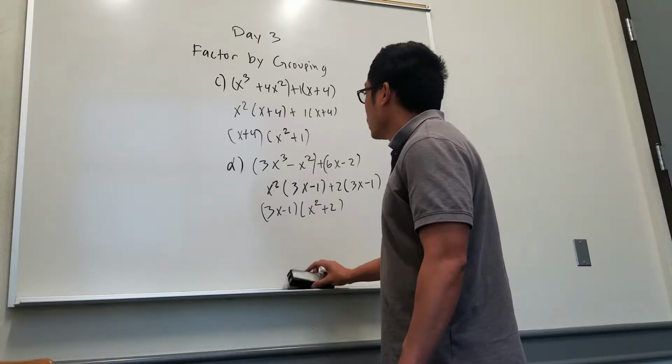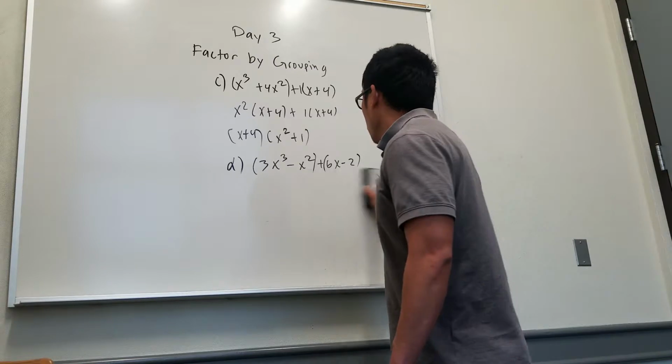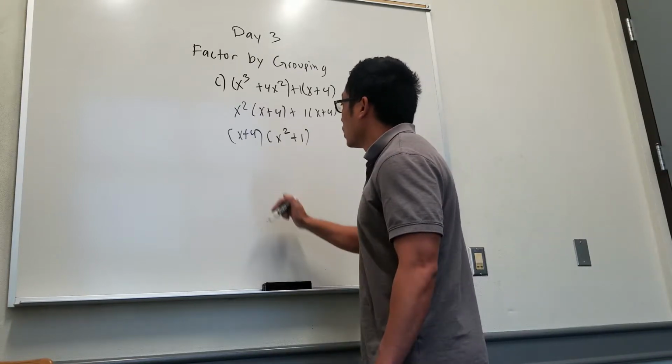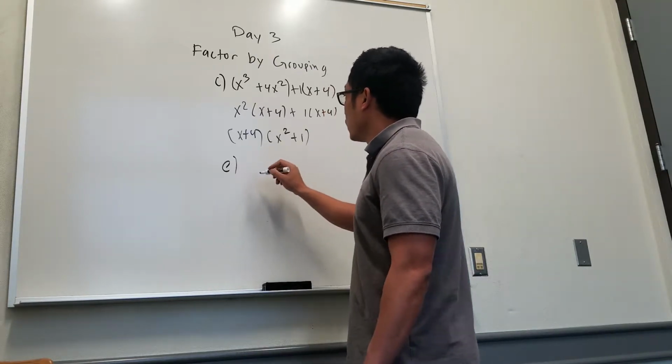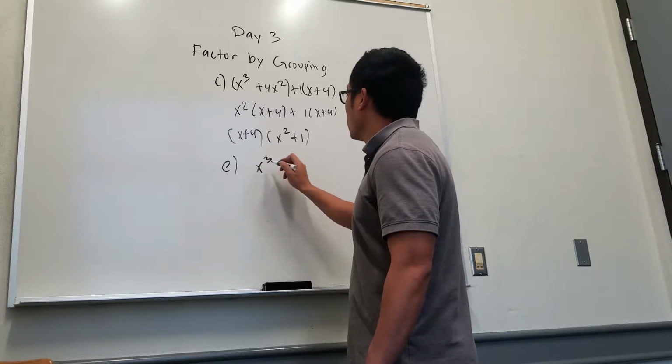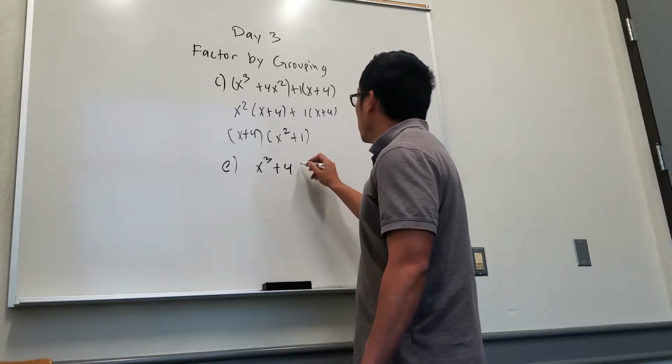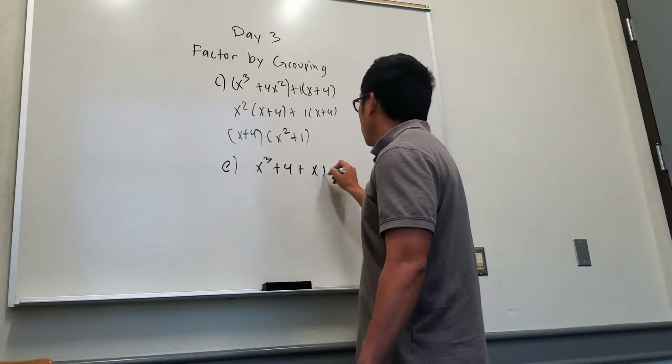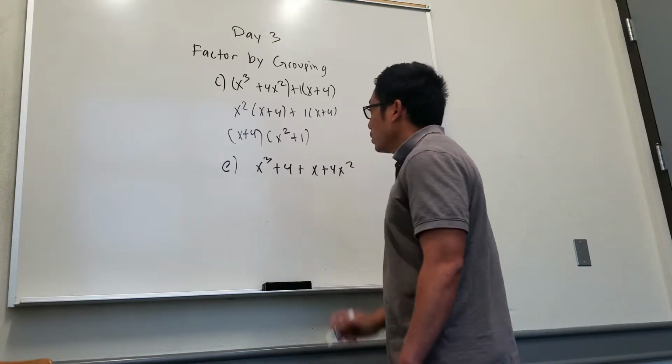Okay. Let me give you another example. I'm going to erase D. This is E now. So factor this by grouping. I have x cubed plus 4 plus x plus 4x squared. So try that out.